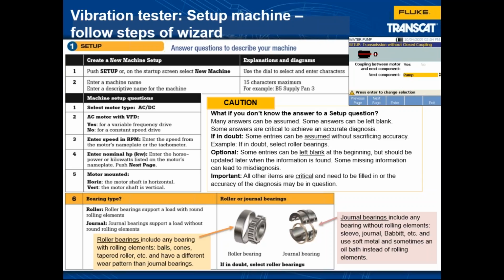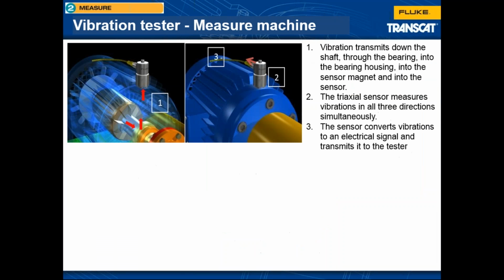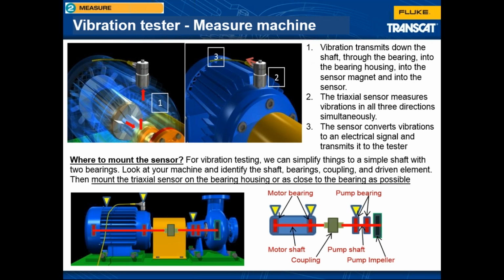Step number 2 is to take measurement. So we put this triaxial sensor on the bearing of the machine, and the vibration from the rotating shaft transmits through the bearing into the bearing housing and into our sensor. We attach this sensor to the machine by using a very strong magnet, and that's how we take our vibration measurements.